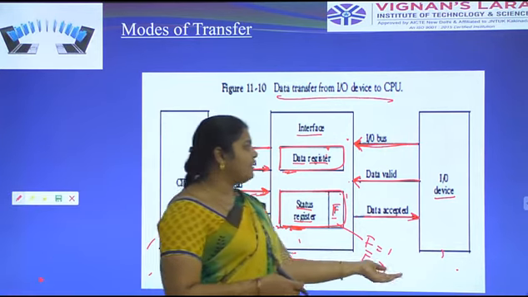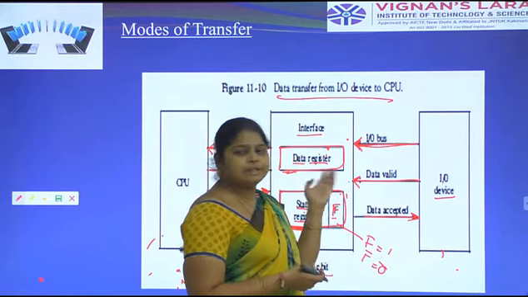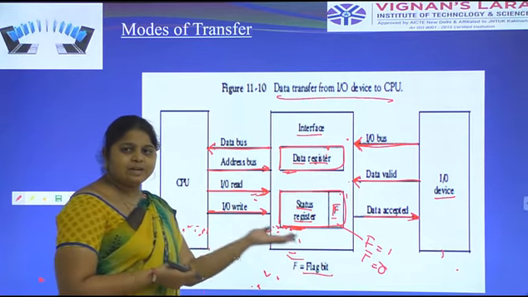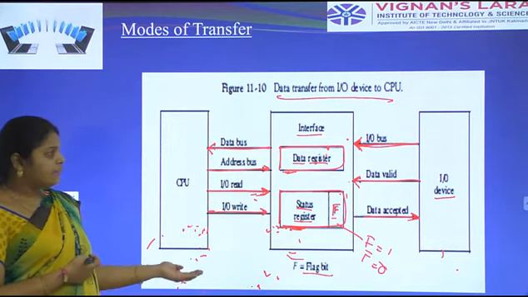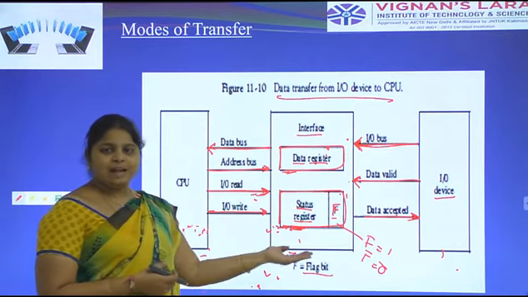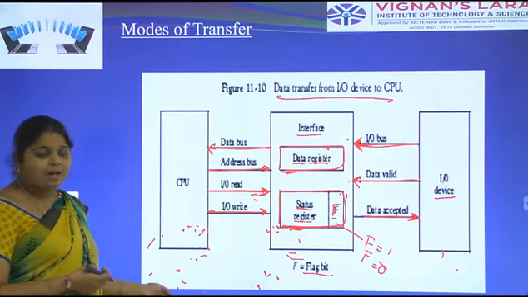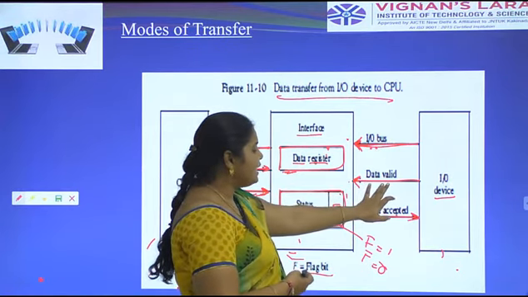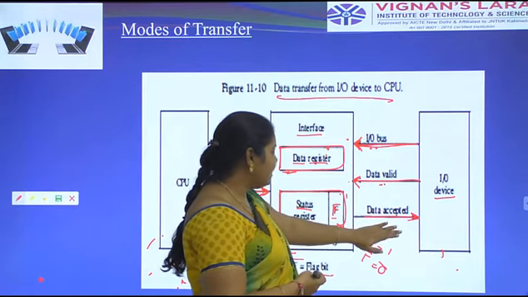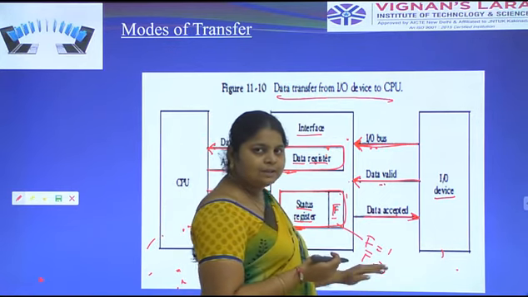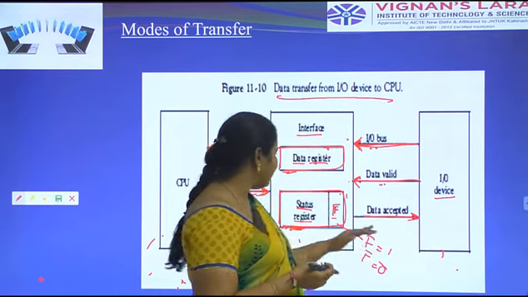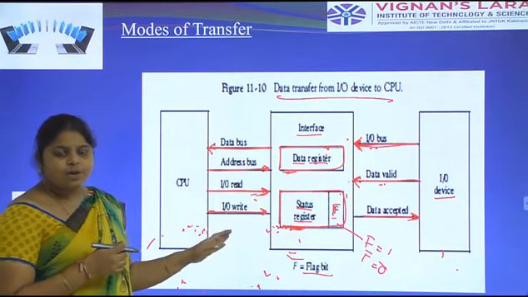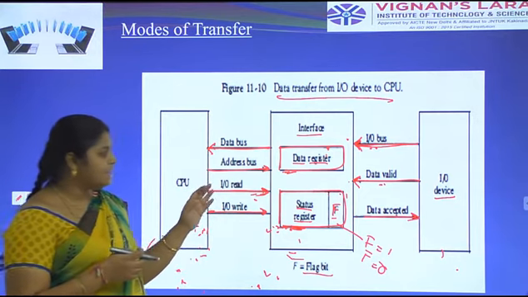Here these are the IO devices. The IO devices send the information through the IO bus to the interface. The interface acts as a mediator between the IO devices and the CPU, performing operations for transferring the information from one end to the other. Here is the data valid bus, and when the interface accepts the data, it sends back data accepted. The interface contains the data register and status register, and whatever the data is, it is stored in the data register.